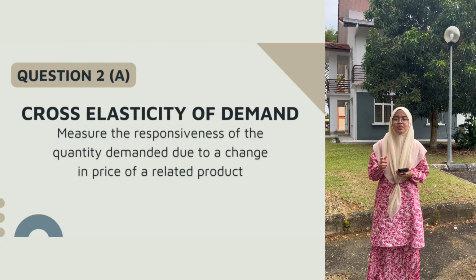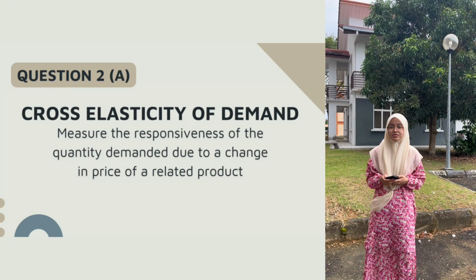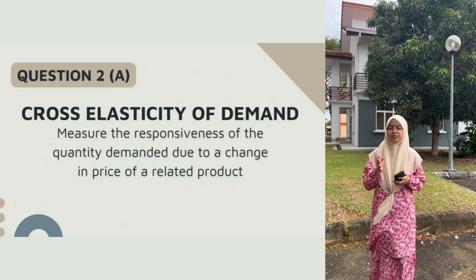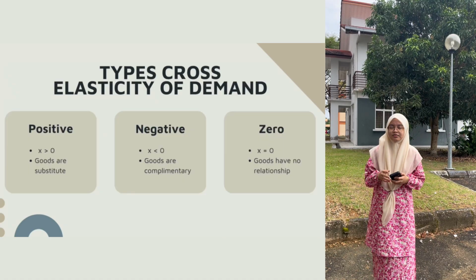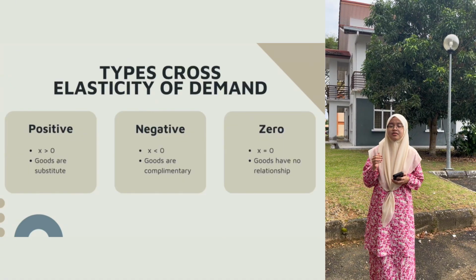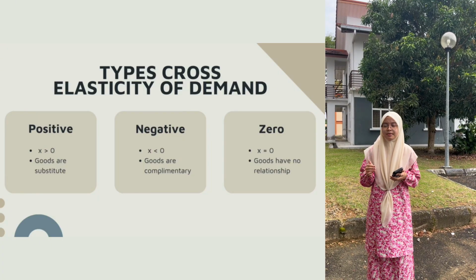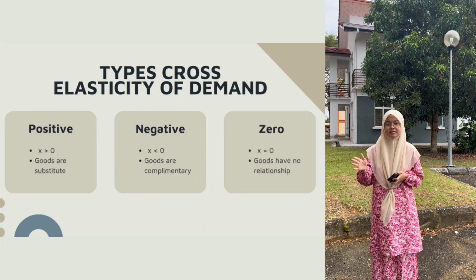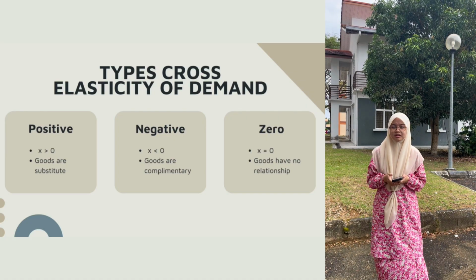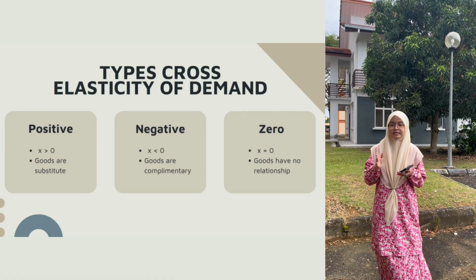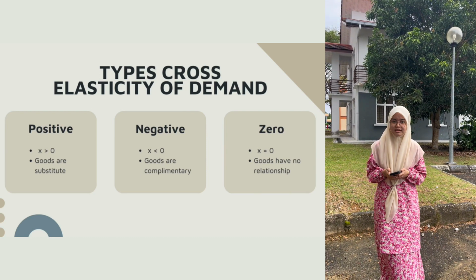For question number 2, what is cross elasticity of demand? Cross elasticity of demand is used to measure the responsiveness of quantity demanded when there is a change in the price of a related product. For cross elasticity of demand, there are 3 types. The first one is positive cross elasticity. Positive cross elasticity happens when the value of XED is greater than 0. It also indicates that the two goods are substitutes. So, when there is an increase in the price of one good, the quantity demanded for the other good will increase.